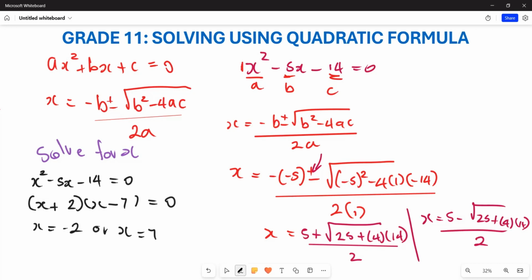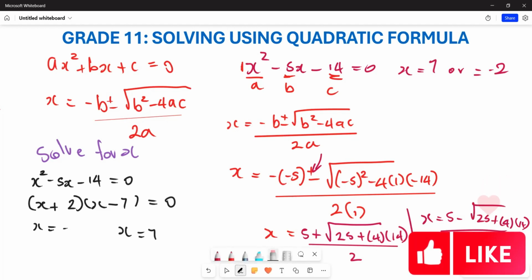And now, when you're having that, you're going to find the solution. You are going to realize that the value of x that you find when you are using this is x equals 7, or x equals negative 2. Now, whenever you are solving a quadratic equation, you can use the traditional way of factorizing, or you can use rather your quadratic formula, or the sixgun formula, right? Okay.